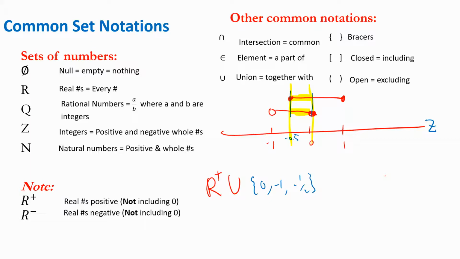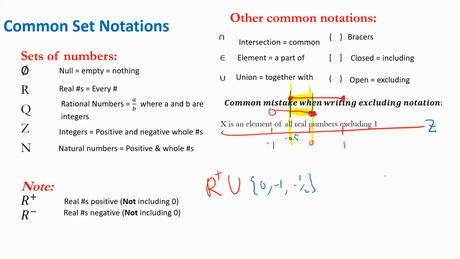All right, so that's what braces are. Closed brackets means inclusive, open brackets means excluding. Yeah? Now, after all that, there is one common mistake.